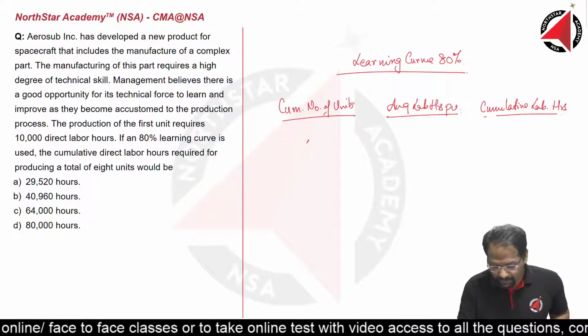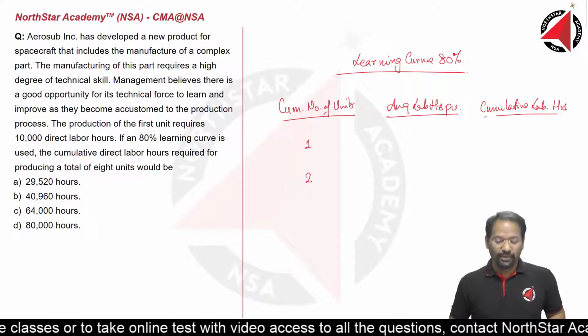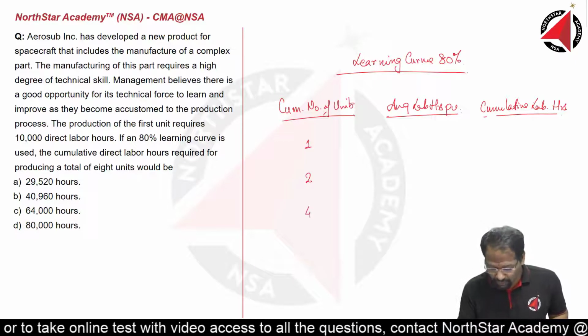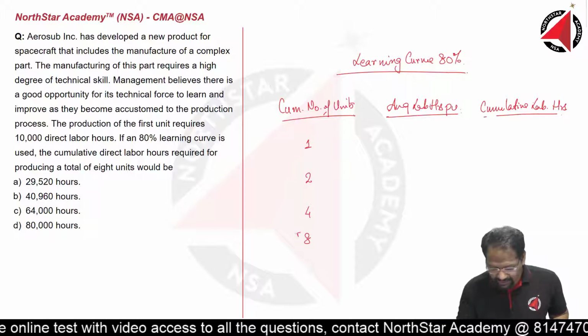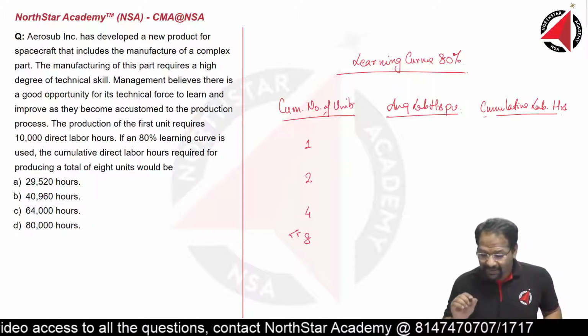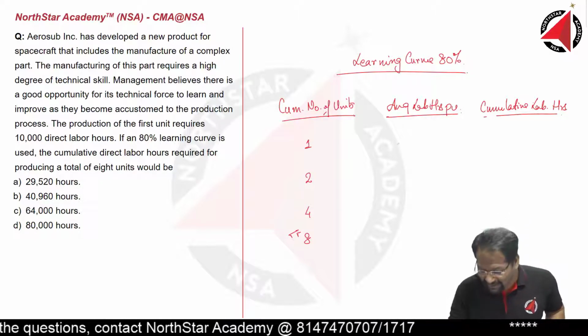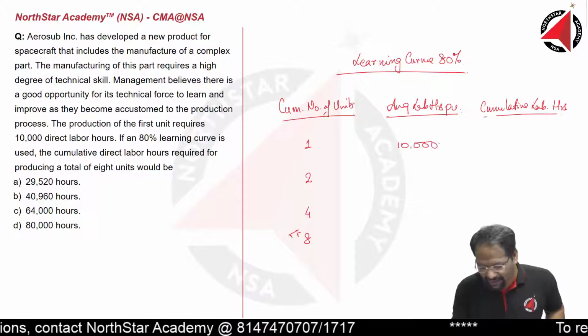So first, 1 unit, 2 units, always it will be multiplied by 2. So 1 into 2, 2, 2 into 2, 4, 4 into 2, 8. We need it for 8 units. Alright. So how much is the labor hours per unit for 1 unit? So we need 10,000 labor hours for making 1 unit.